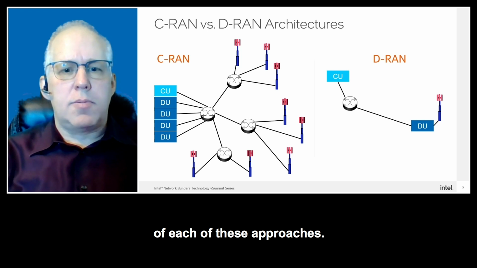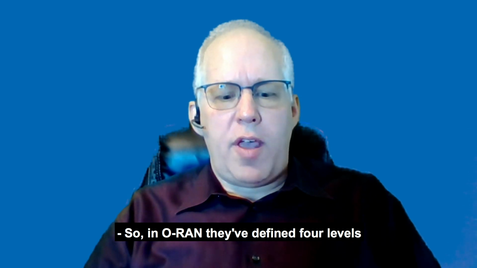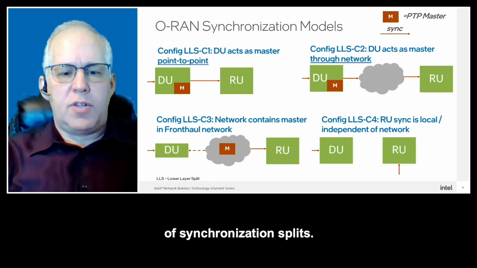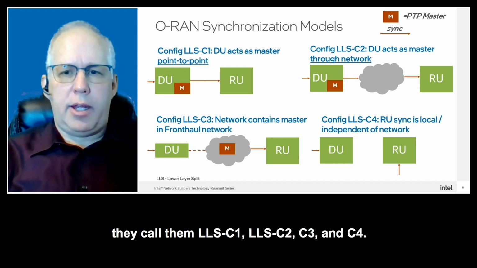Now, ORAN has defined some standard approaches for synchronization in OpenRAN networks. Kevin, can you explain what these are? So in ORAN, they've defined 4 levels of synchronization splits. So they have low-level splits. They call them LLS C1, LLS C2, C3, and C4.